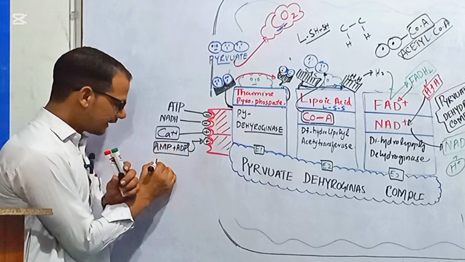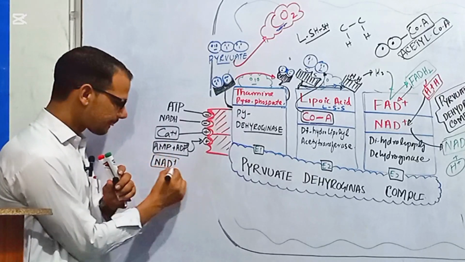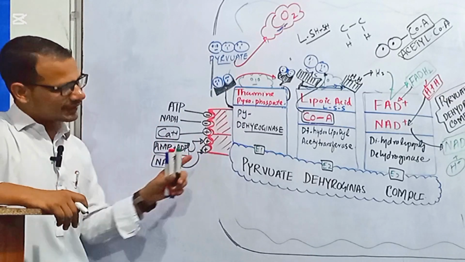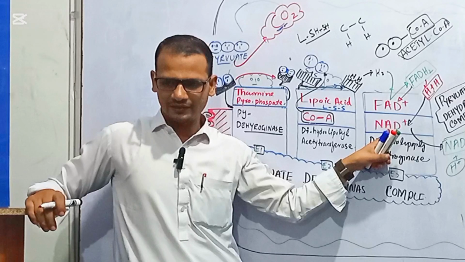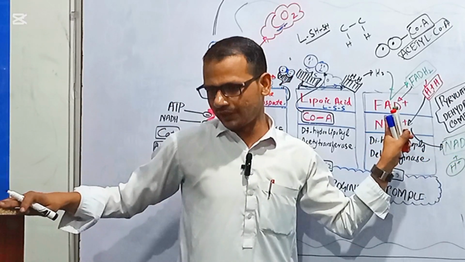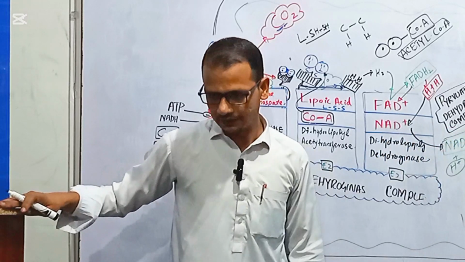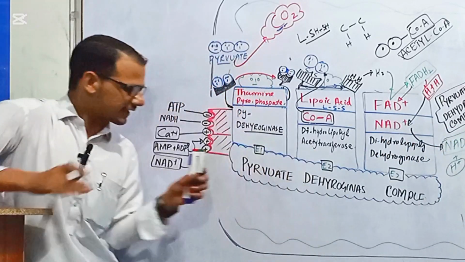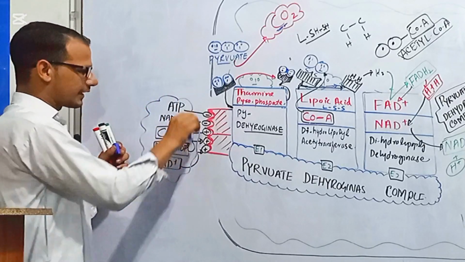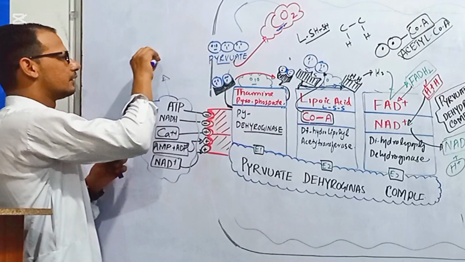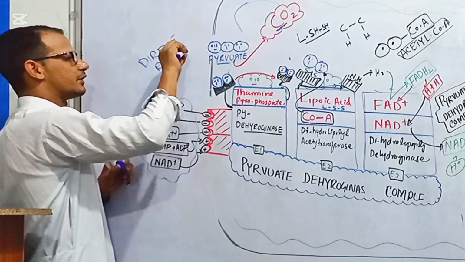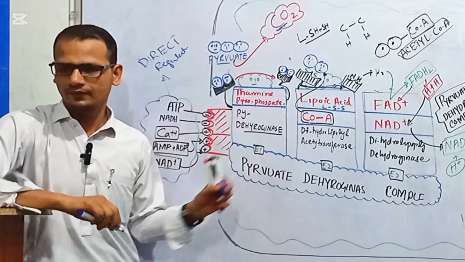The next thing is NAD plus. NAD plus will also positively regulate this pathway, because when NAD plus is increasing in the cell, it means that the cell is deficient in NADH, and this pathway will regulate it and will form more NADH, right? This is the direct regulation. These whole things are direct regulators, because they directly affect this enzyme.